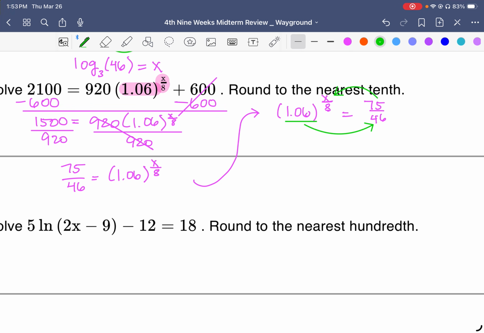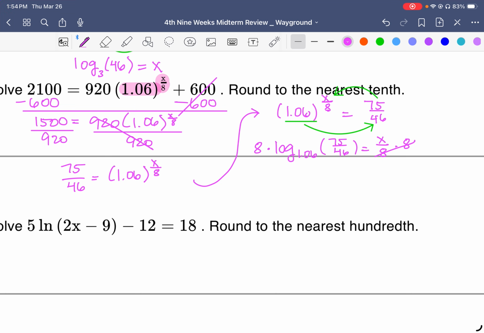Now, this is not a necessary step. This is just for those of you who have been getting confused when things are on opposite sides of the equal sign. So I'm going to start by writing the word log because we're switching from exponential. The base is 1.06 of 75 over 46 equals x divided by 8. Now to isolate x, I need to multiply by the denominator, which is 8 on both sides.